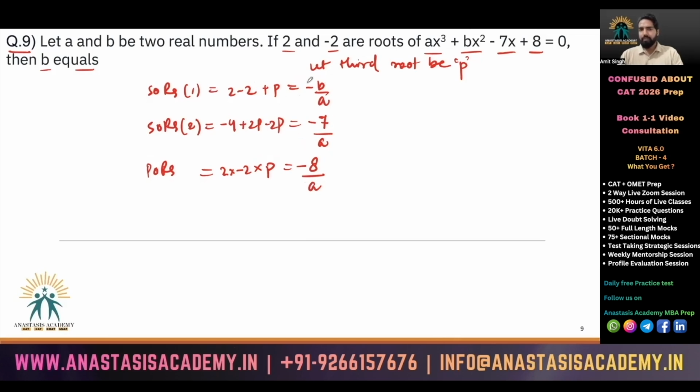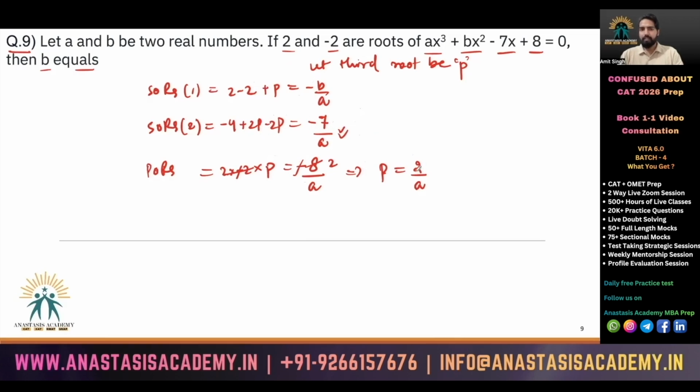Now, can you see we have three variables and three equations? I can easily find the value of b. First, I need to find the value of p, and from here, I can cancel out this -4 with the 2 times. I get p as 2/a. If p is 2/a, I can find the value of a from here, right?